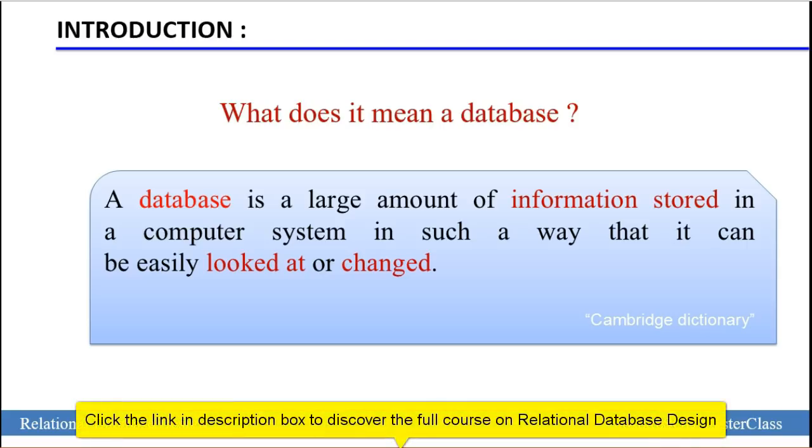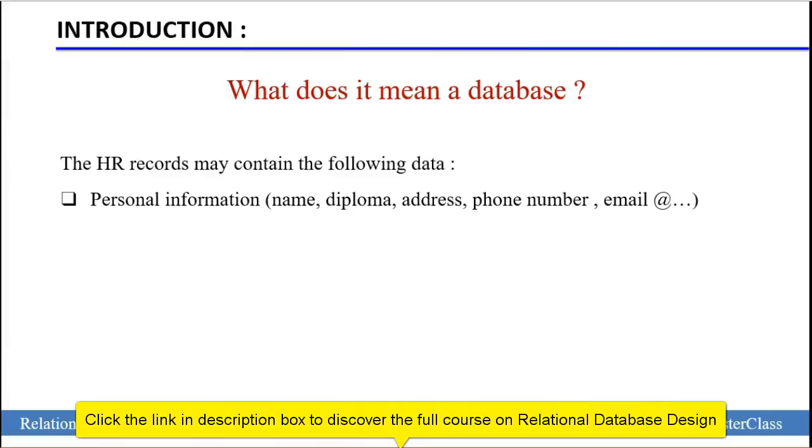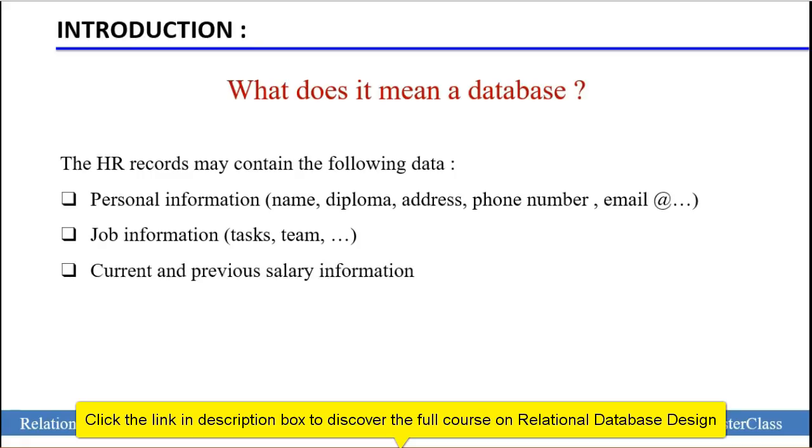For example, a corporation must collect and maintain human resources records for its employees. These records may contain the following data: personal information, job information, current and previous salary information, working hours, and performances.